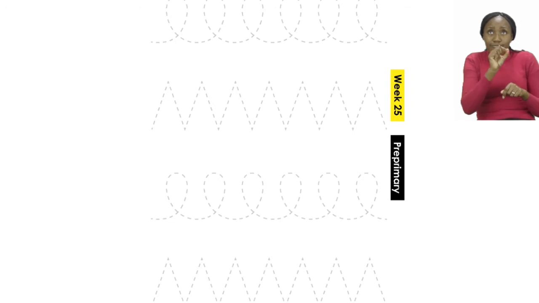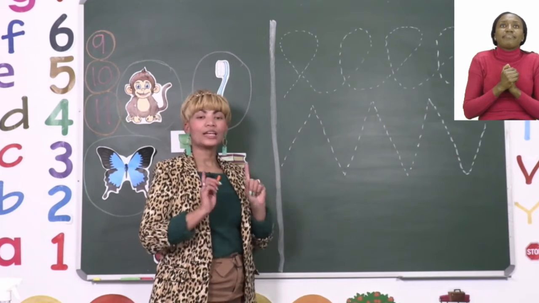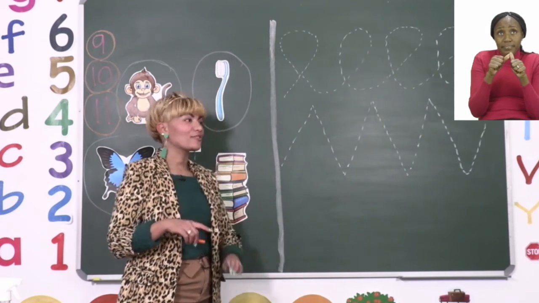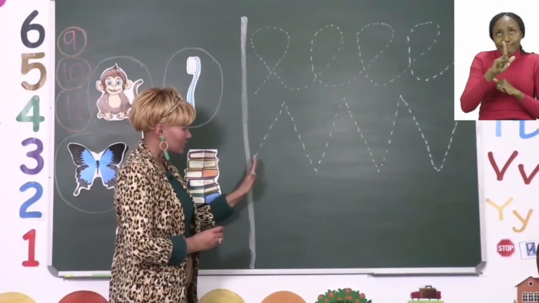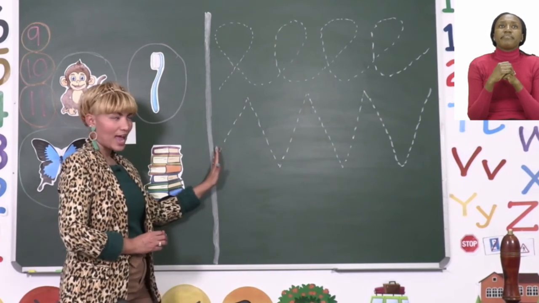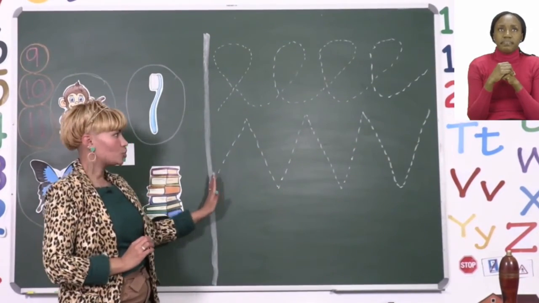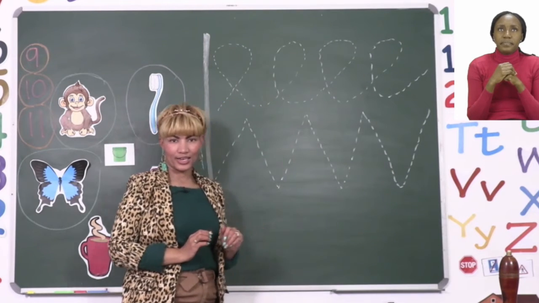It says there that we have to trace the dotted pattern from left to right. Remember, from left to right. On the board, I also put an example of the patterns for you. When we say from left to right, it means we start on the left side, and then we draw the pattern on the dotted line to the right side.